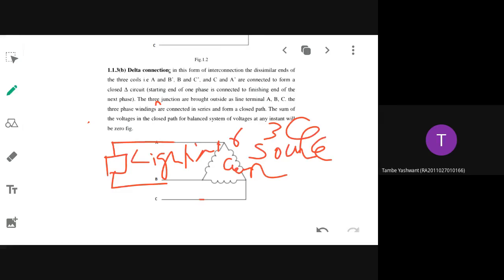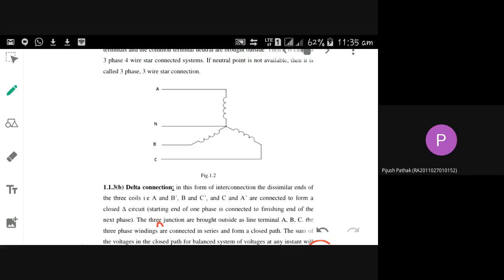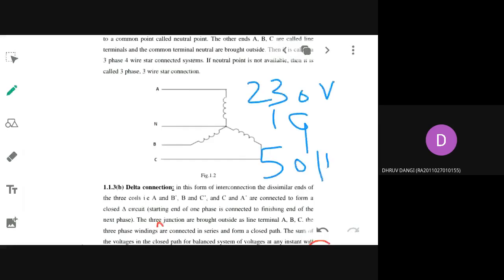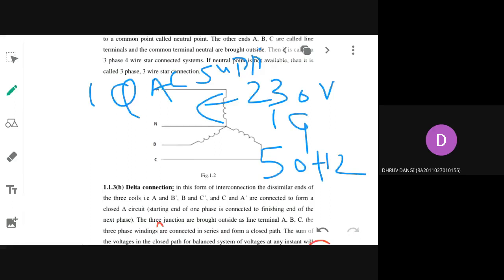See, your lighting loads and all, are those single-phase loads or three-phase loads? Single only. What are they requiring? 230 volt. What is the nature of the supply that you are having in your home? 230 volt, single phase, 50 hertz. This is the single phase AC supply specification. So the tube light and all, if you are seeing in your home, they work with this supply only. So that is a single phase load. So you can just take out that one line and connect it with respect to neutral, and then you will be able to glow the tube light.